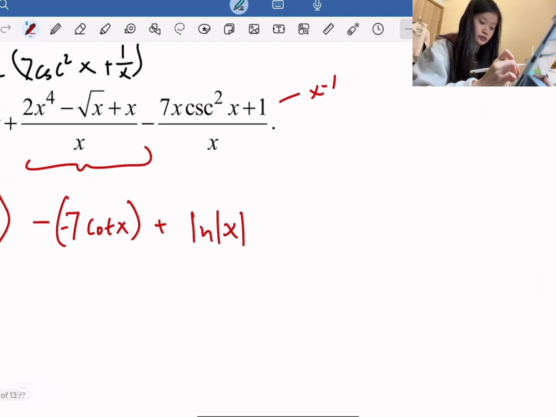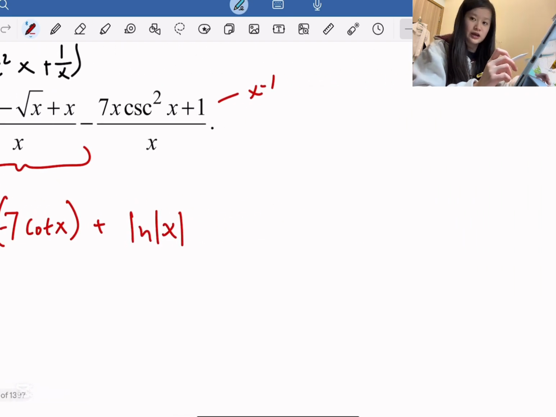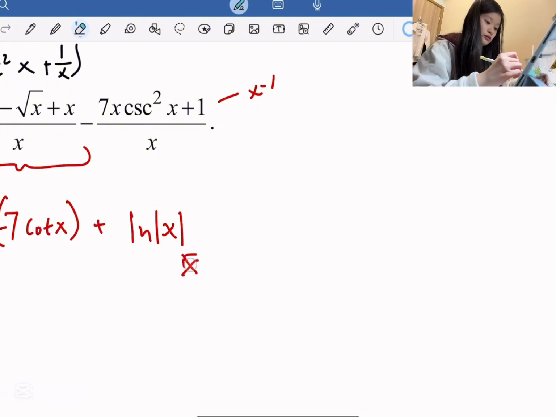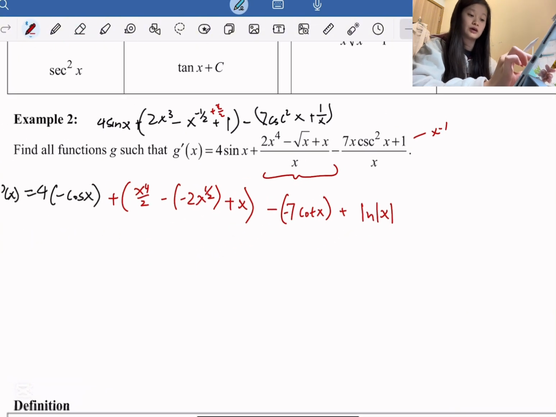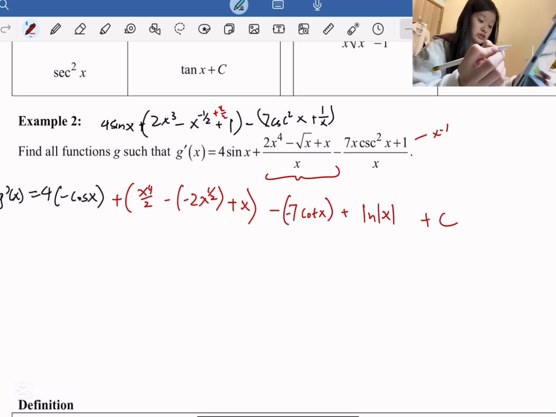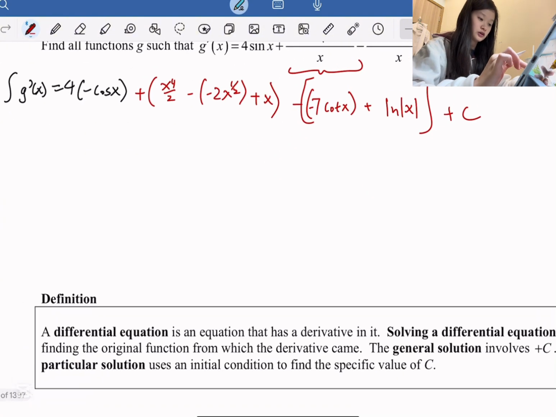Alright, and the reason why we put the absolute value of x is because you can't put a negative x, and that would just not work. Plus c, and then you can simplify it furthermore. Let's make sure we put this like that. Alright, that's your answer.